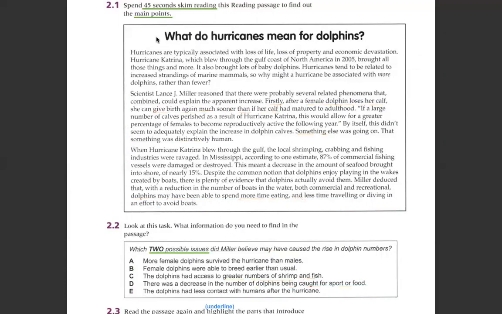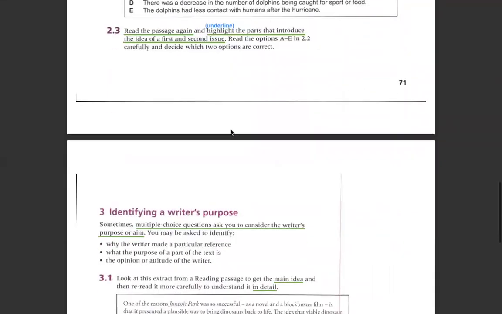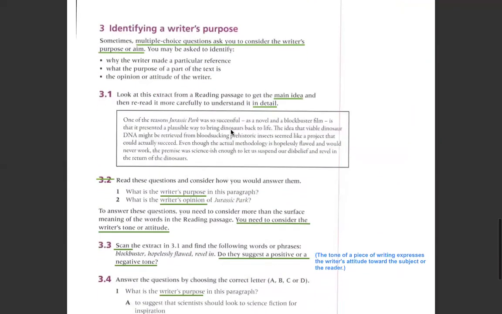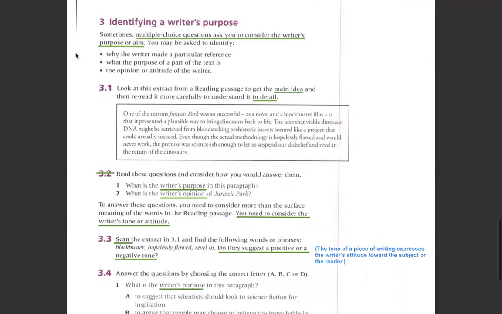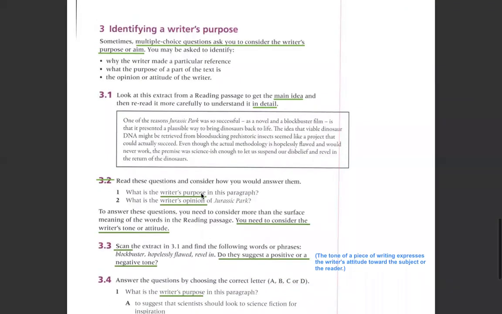All right, well done. So let's move on to another kind of multiple choice question. These are ones that focus on the writer's purpose. We're going to have a look at two different types of questions: one that asks about the writer's purpose and one that asks about the writer's opinion.